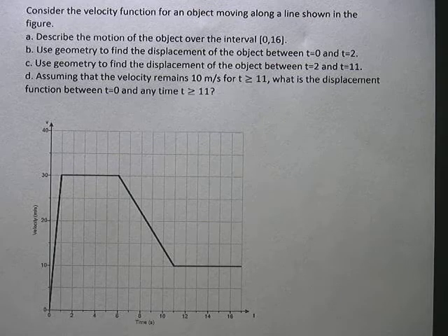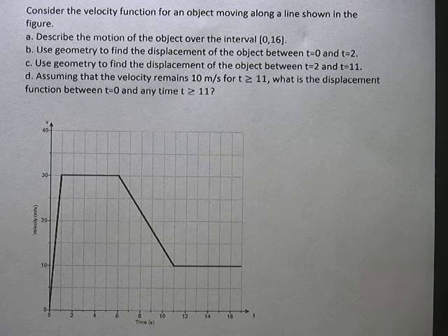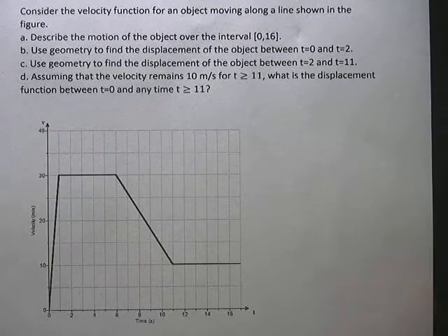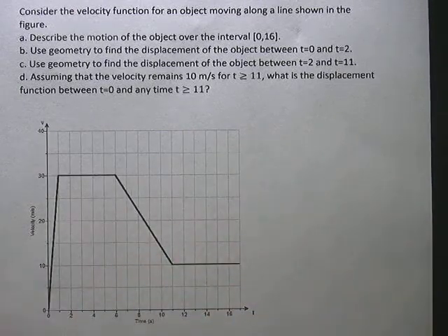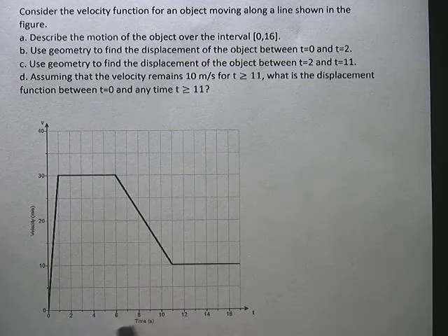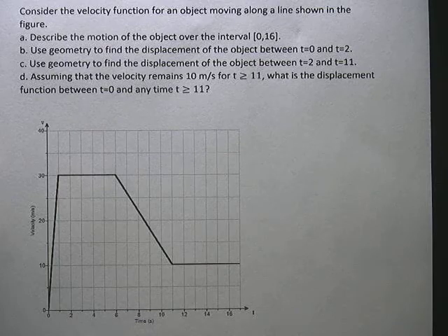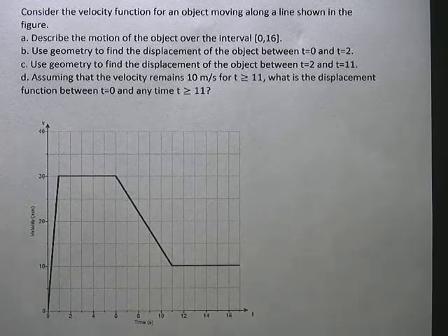Okay, so we're given a graph here, and this is the velocity graph. The first thing you need to know is that in order to find displacement from a velocity graph, you need to find the area between the curve and the t-axis. If that area is above the t-axis, as all of this is, that's positive displacement. We don't have any area below the t-axis in this particular problem. If we did, that would be negative displacement. So we have all positive displacement on this problem.